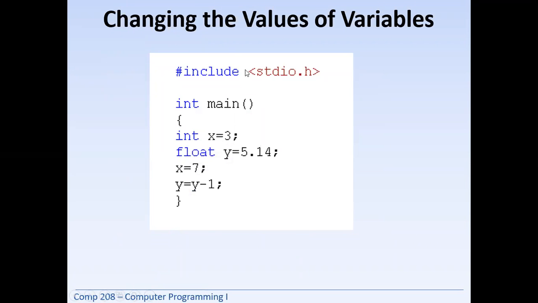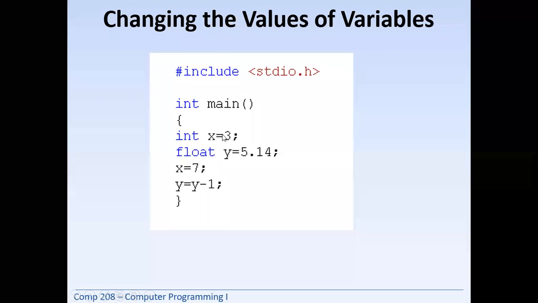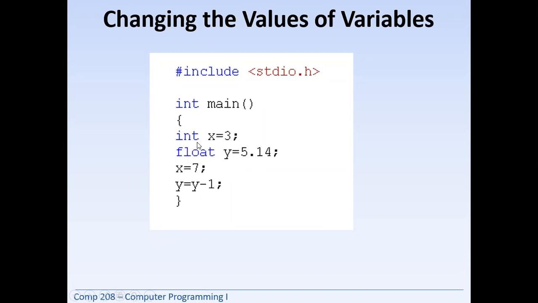Now, if I change the value, first I initialize x to be 3, y to be 5.14. If I directly write x equal 7, semicolon, y equal y minus 1, what would happen to 3? What will happen to 5.14 in y? The new value of x will be 7. The new value of y will be the old value of y, 5.14, minus 1.